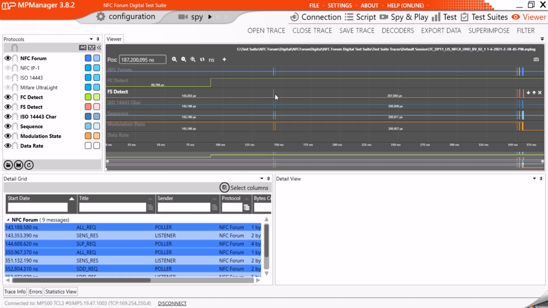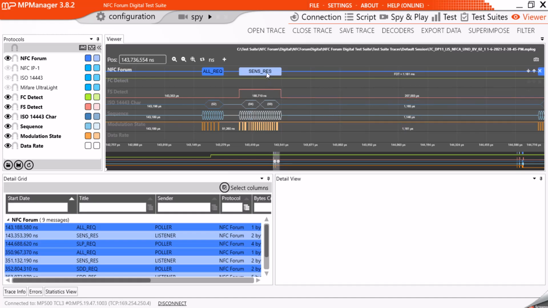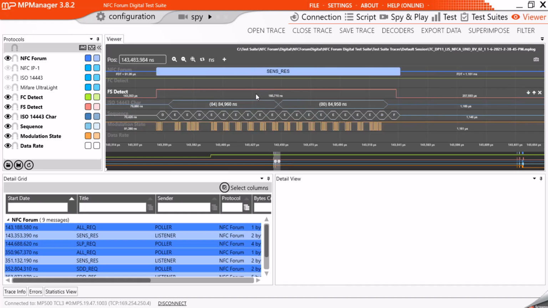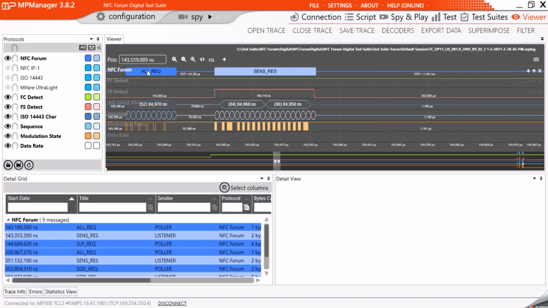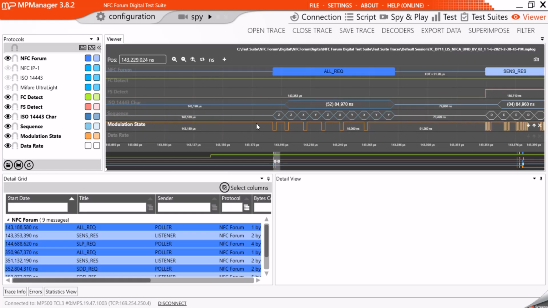This indicates when the carrier from a reader, or in this case the lower tester, is modulated by an IoT acting as a listening device, in order to send the answer to the lower tester. Then we have the modulation state, which corresponds to the modulation state of the carrier.